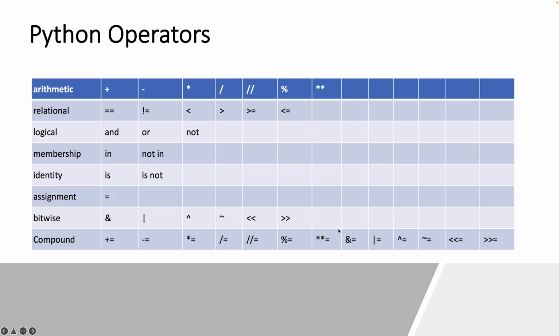And we have bitwise operators. They are used to perform the bitwise operations. And the compound operators are those. These are used for a compound assignment where we combine other operators with the assignment symbol. Okay, so we will see these in detail one by one.